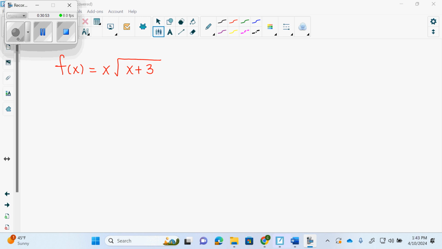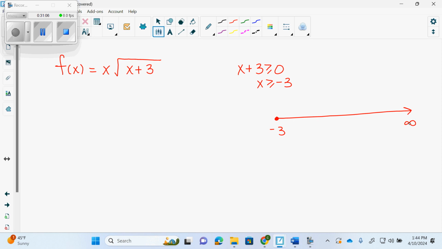So we have to first come up with our domain. x plus 3 has to be greater than or equal to 0, so x has to be greater than or equal to -3. Closed dot on -3, greater than or equal to, going to infinity. Then I have f, which is x, f prime, which is 1, g, which is (x plus 3) to the half, and g prime, which is 1/2 (x plus 3) to the -1/2.